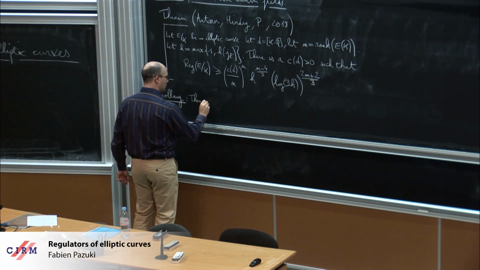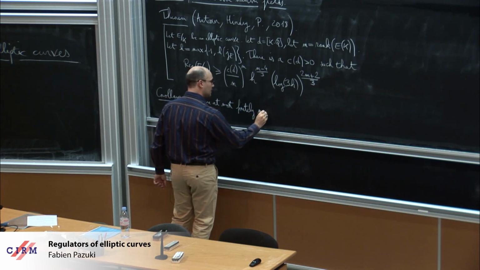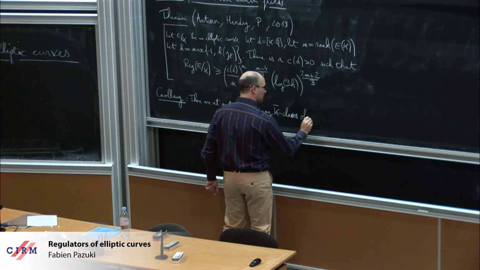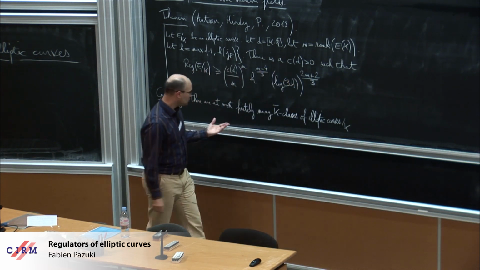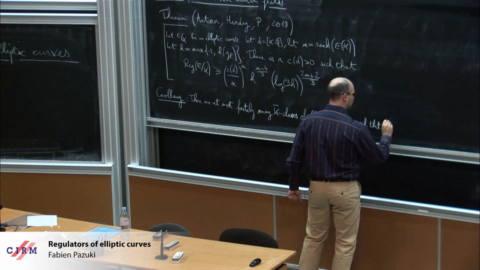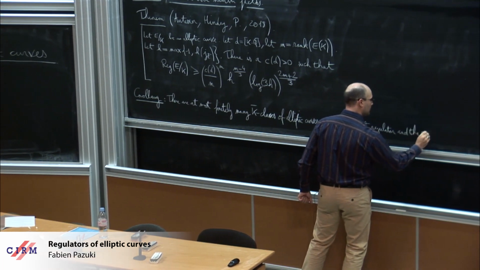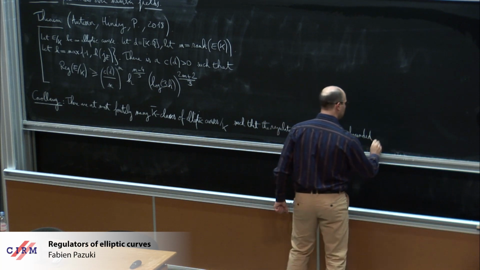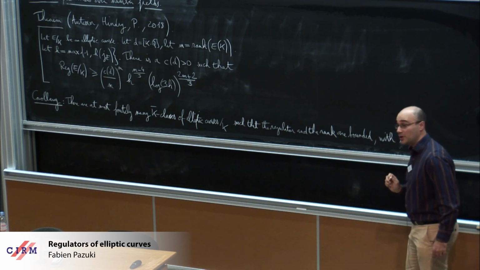There are at most finitely many classes of elliptic curves over K-bar, defined over K, such that the regulator and the rank are bounded from above, with the extra condition that the rank M should be bigger than 4 in your family.